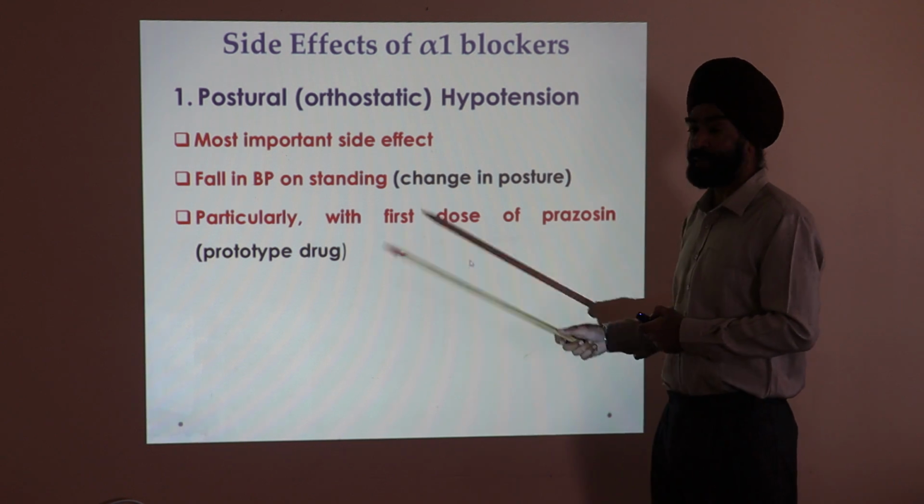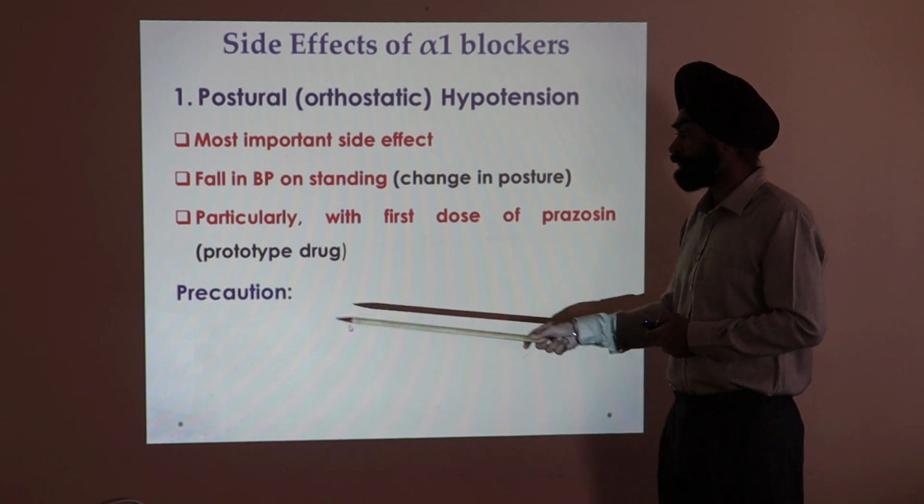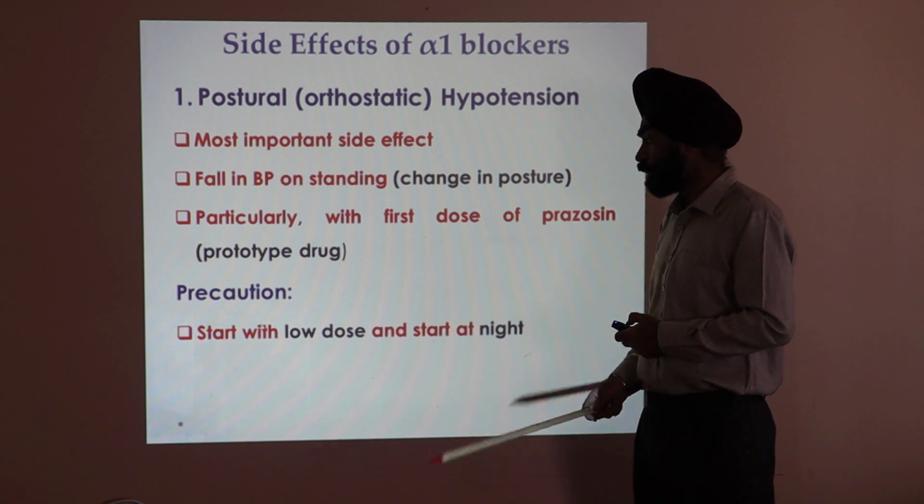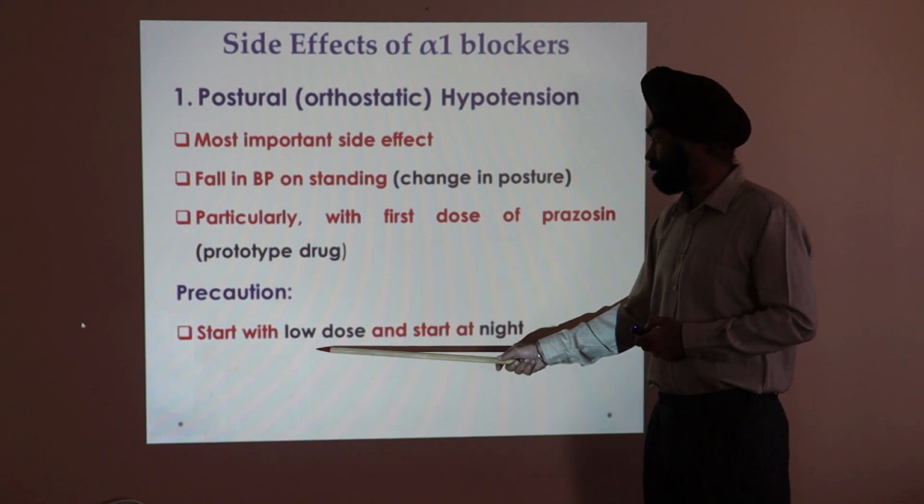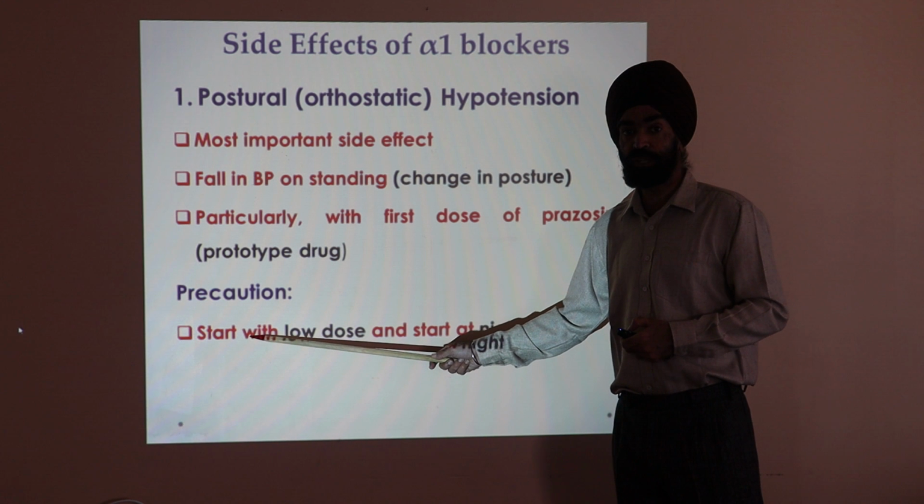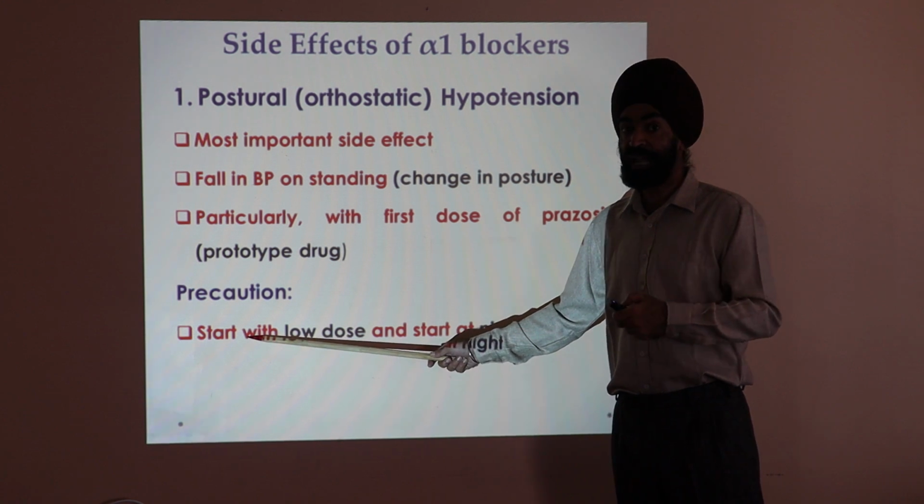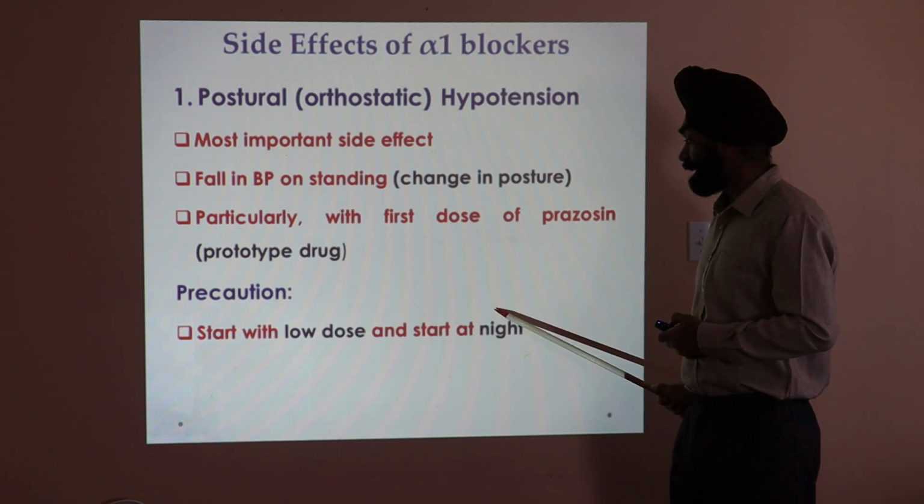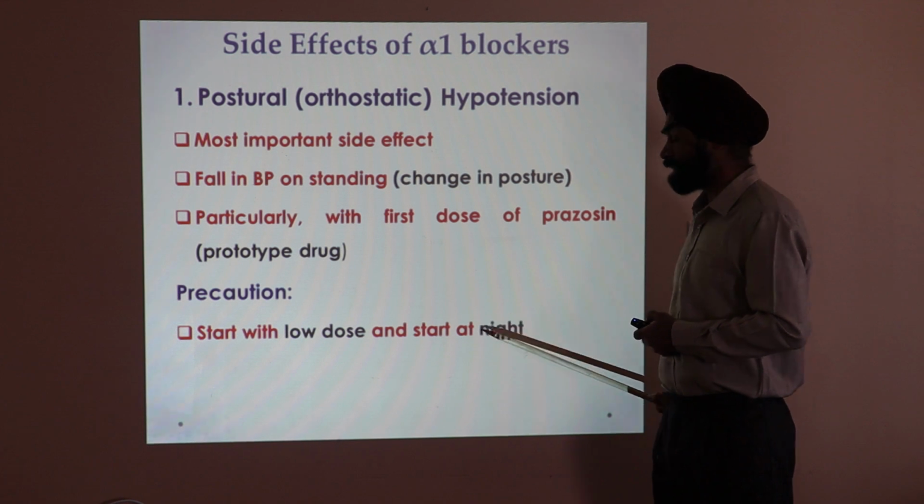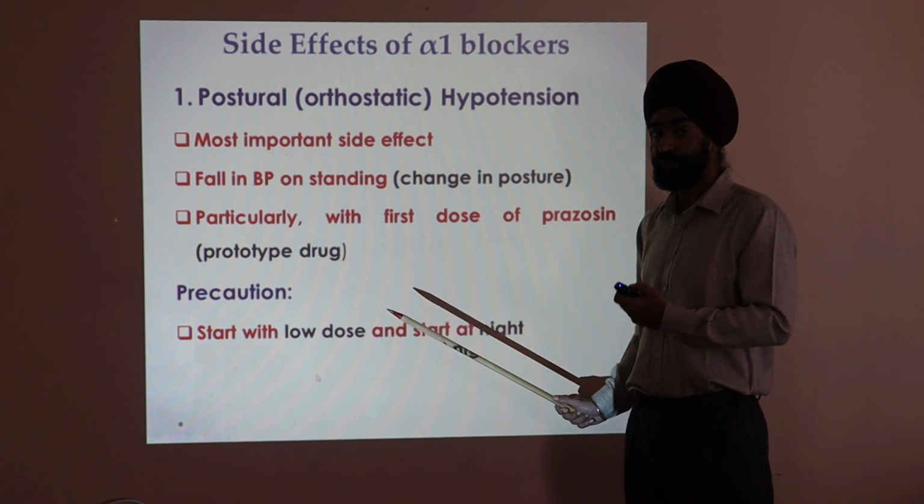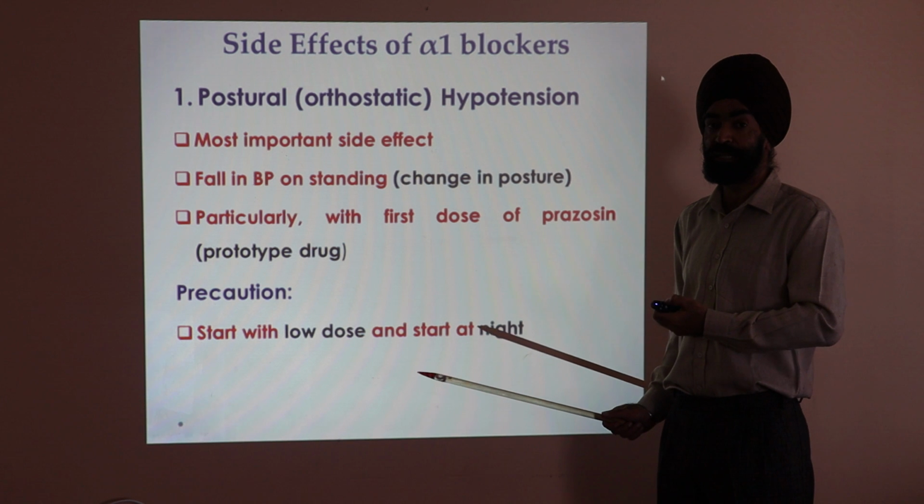So what is the remedy? What is the precaution? Start with a low dose of prazosin. Don't give a high dose, just give the lowest dose. And you should give it at night, because the person will go to sleep and will not be changing posture by standing.